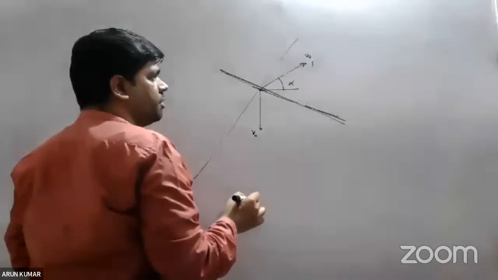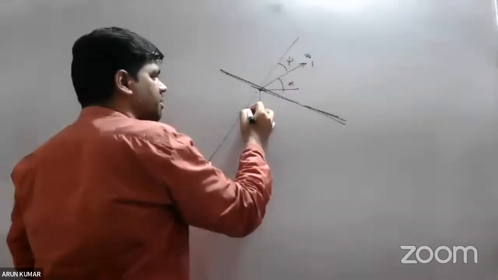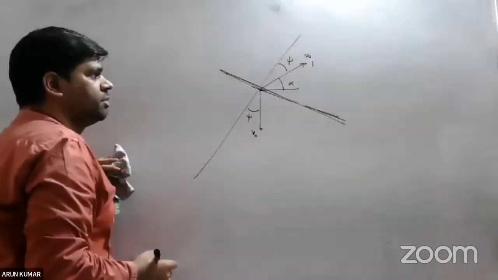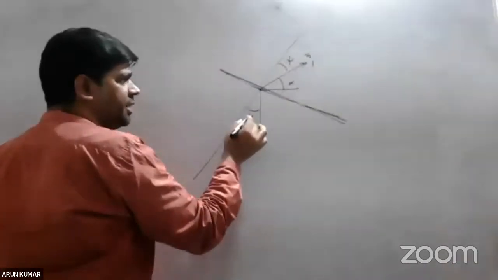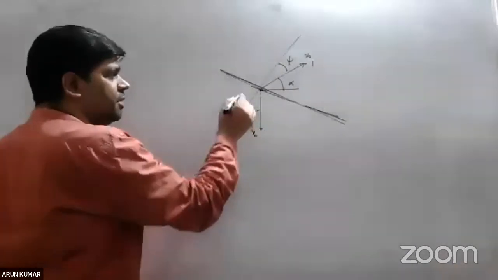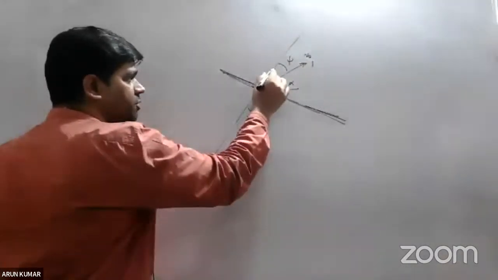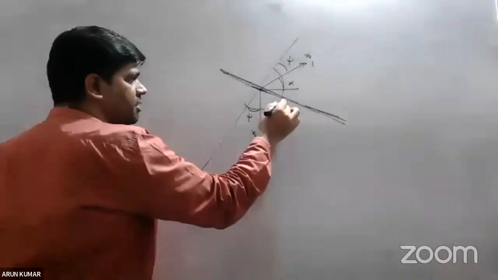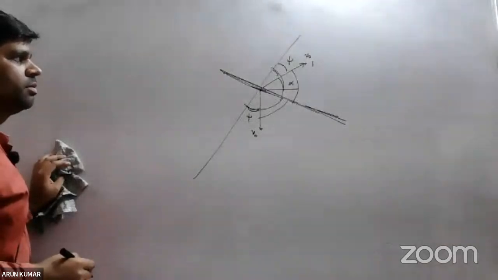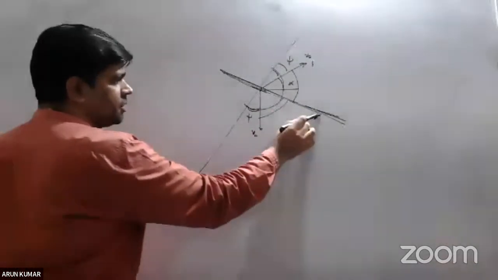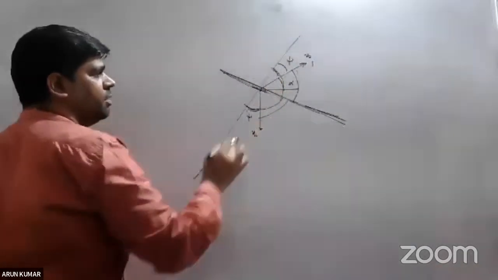Now, if this is alpha, I have to find this angle. Let this be psi. This is also psi, because I have got the angle bisector. If I draw a perpendicular to the angle bisector, this total is 90. This angle is equal to this angle, so the remaining angle is also equal. Yes sir, I understood.